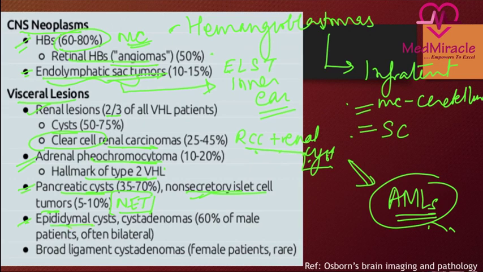Next, we will see cysts in other parts of the body like the epididymis. So epididymal cysts and cystadenomas are quite common and they will often be bilateral. So if you are given a case scenario where a young boy is coming with bilateral epididymal cystadenomas, always think of VHL. Again, a counterpart in females will be broad ligament cystadenomas. However, this is quite rare. So this is a complete list of the various manifestations that are seen in VHL.